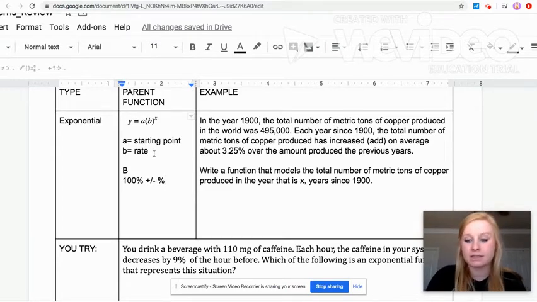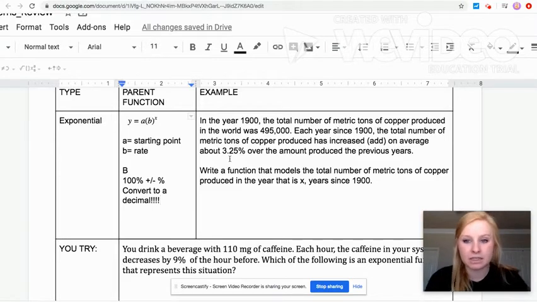The second is that you need to then convert to a decimal. Your B value, put some extra exclamation points. Your B value cannot be 100 and something, okay? You have to convert that to a decimal. So it should be 0 point or 1 point. All right, let's go ahead and get going on this example. It says this: in the year 1900, the total number of metric tons of copper produced in the world was 495,000.